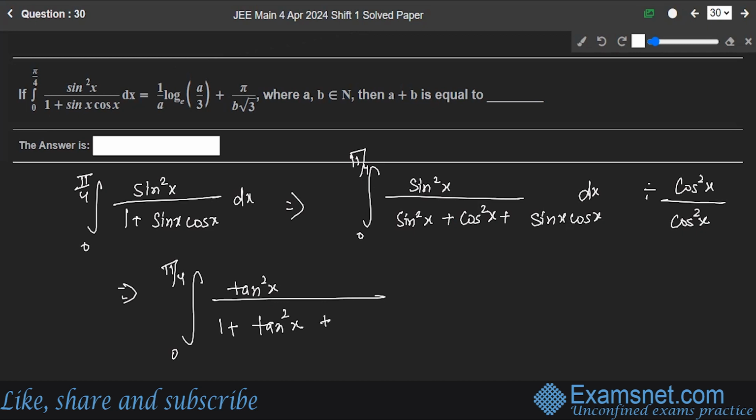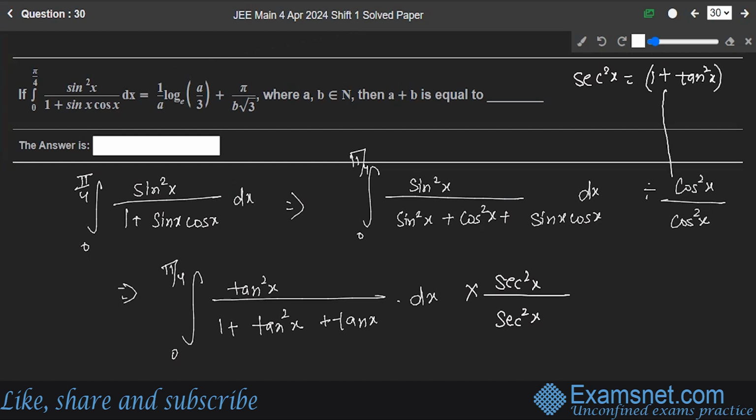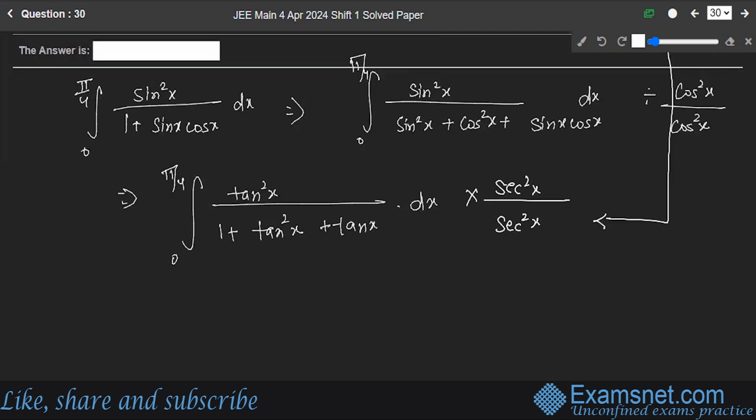Okay, anyways, plus tan x dx. Now again, this time I will multiply the numerator and denominator by secant square x. We use the identity that secant square x is equal to 1 plus tangent square x, right? So I will use this one in the denominator, correct? So instead of this, I will use 1 plus tangent square x. Let's write it over here.